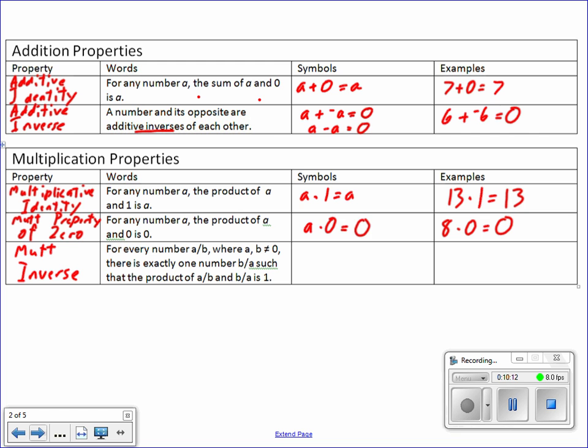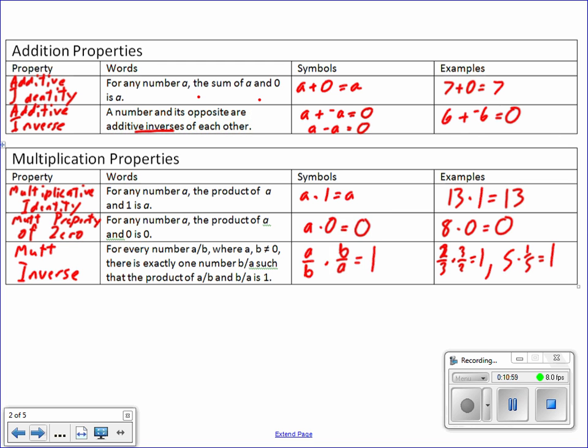So what we're saying here is, if we have A over B, and we multiply that by the inverse, B over A, we get 1. Our examples here. So 2/3 times 3 over 2 equals 1. A lot of times we see this still with whole numbers. 5 times 1/5 equals 1, because 5 is really 5 over 1. So 5 times 1/5 is equal to 1.